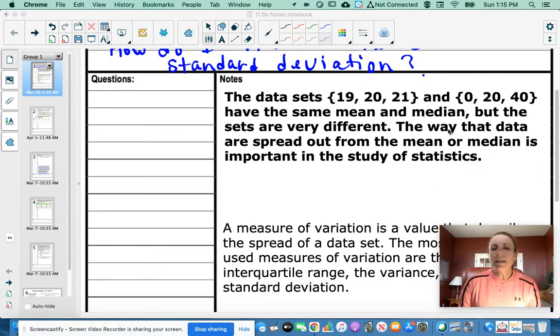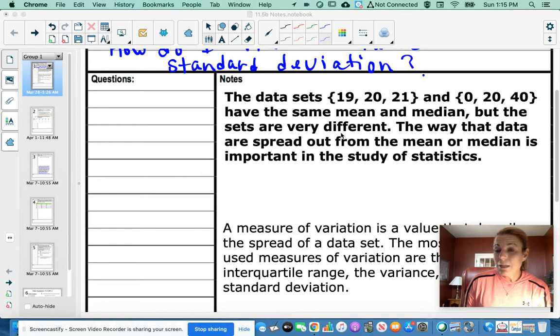The data sets 19, 20, 21, and 0, 20, and 40 have the same mean and median, but the sets are very different. The way that data are spread out from the mean or median is important in the study of statistics. As you can see, the median is 20. If we added all these three together and divided by 3, and added all these three together and divided by 3, we would get a mean of 20.